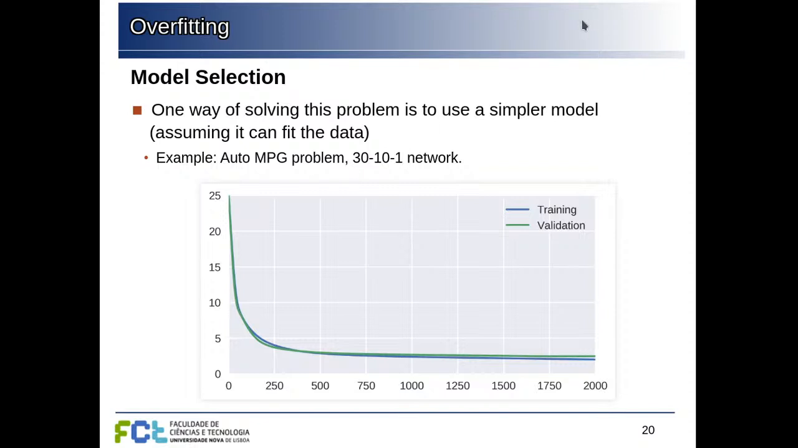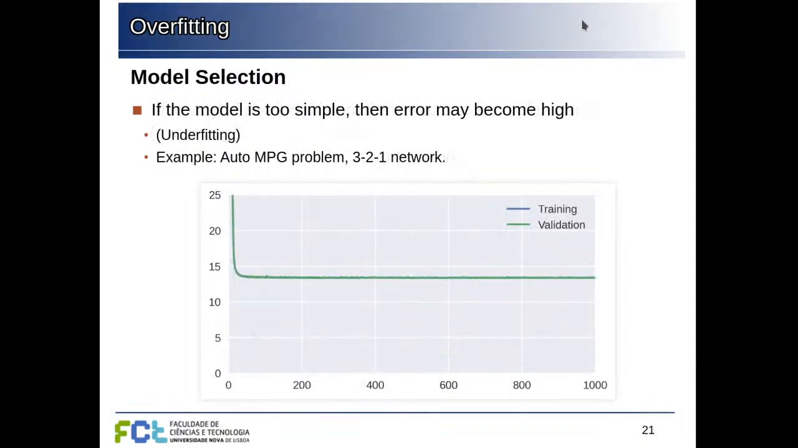Of course, you also need to take a bit of care to avoid underfitting. The underfitting problem is when the network, or the model in general, is too simple and cannot adjust adequately to the data. So this would be an example of a network with 3 neurons, 2 and 1. This is too simple for solving this problem.